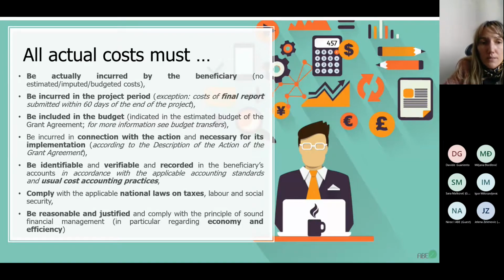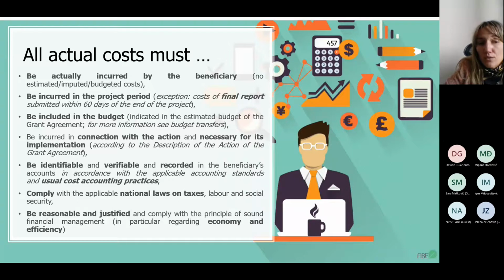Costs must be incurred in connection with the action and necessary for its implementation. Implementation, of course, according to the description of action of the grant agreement. This cost needs to be identifiable and recorded in the beneficiary's accounts in accordance with the applicable accounting standards, of course, and usual cost accounting practices.